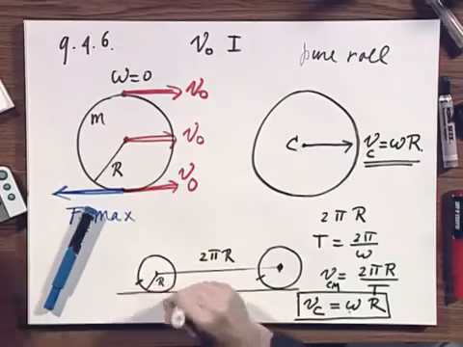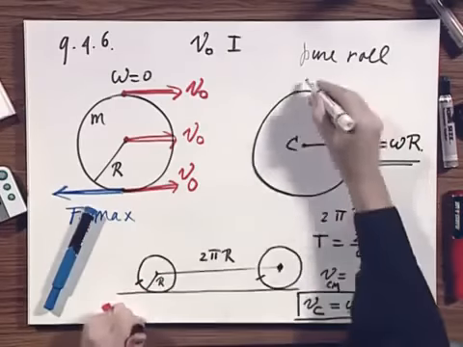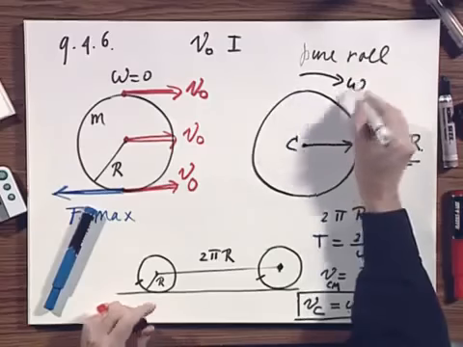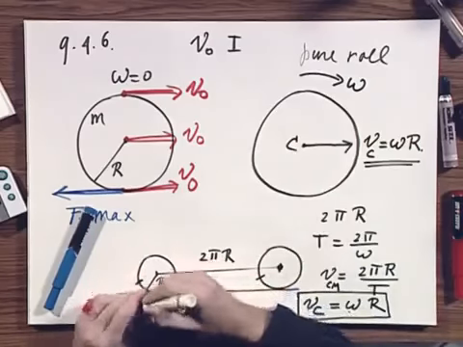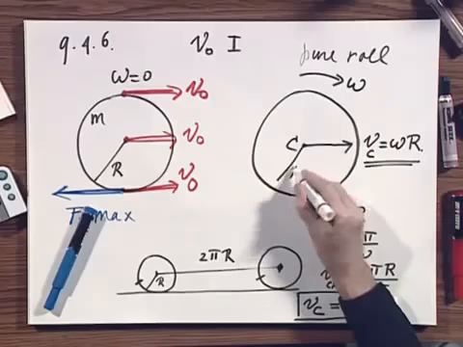Then we no longer have any slip. We have an angular velocity omega now, and this radius is r.